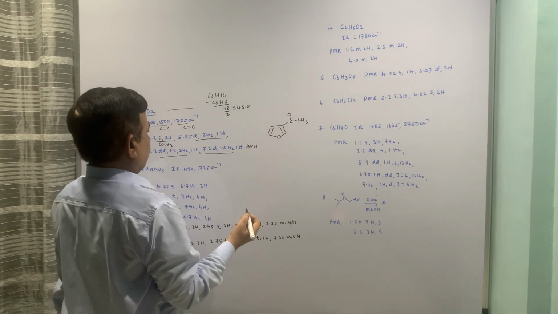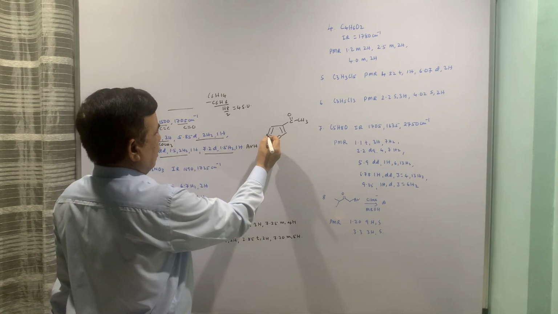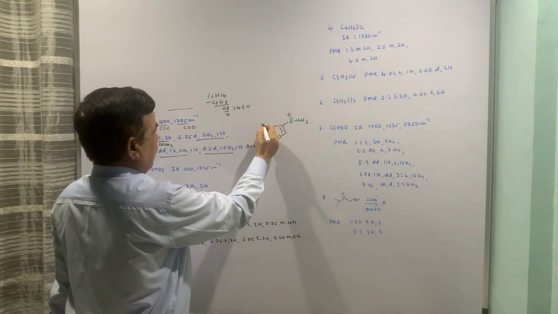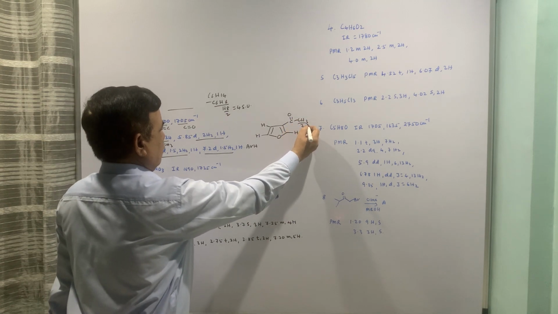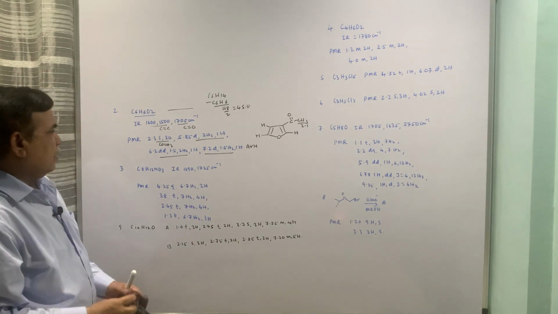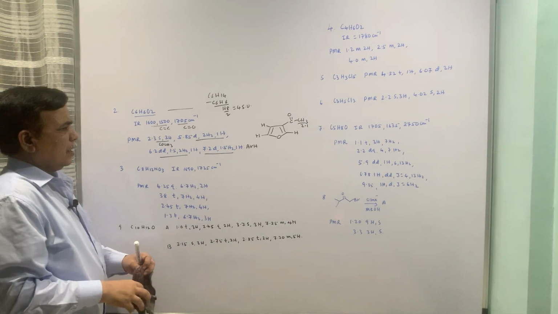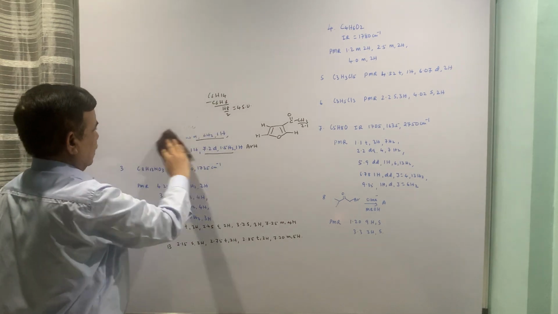Yes, the 1 to 4 pattern is the same: doublet, doublet of a doublet, and doublet. So these 3 hydrogens are aromatic protons, and this is 2.1. So that is much similar to the earlier one. Only thing is here it is a ketone. In the earlier example it was an aldehyde.